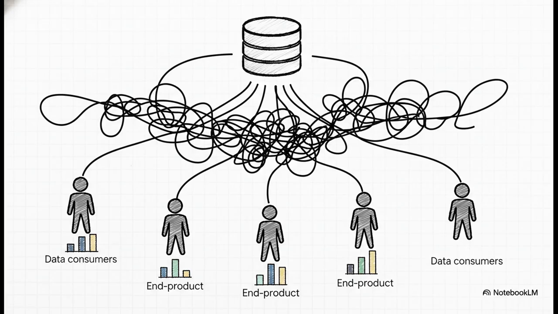Just picture this. 5 different people on your team all need to analyze monthly sales. In that old world, every single one of them starts from scratch, from the raw, messy source tables. And what do you get? You get 5 slightly different definitions of monthly sales, a ton of duplicated work, and absolutely zero trust in the final numbers. It's pure chaos.